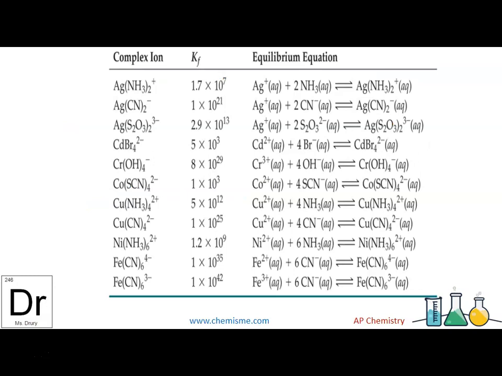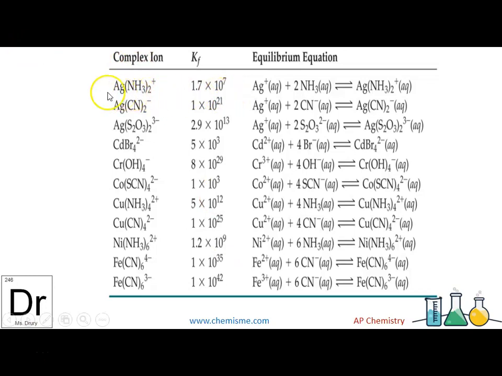So here's just a random list of complex ions. Things where metal, like silver or cadmium or chromium or copper, cobalt, or whoever, is reacting with Lewis bases. Ammonia we know is a base, cyanide's basic, right? Some random basic things. They might also be waters because water can behave basically. And then they gave you Kf values for them. What they're showing you is how soluble they are.